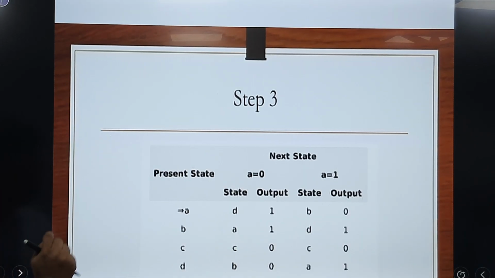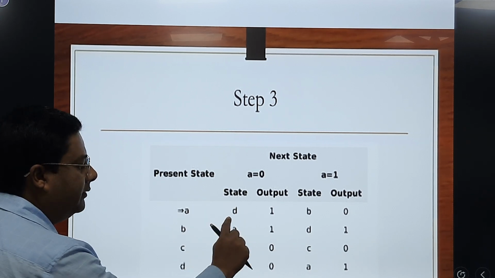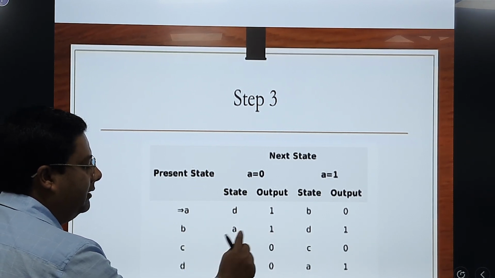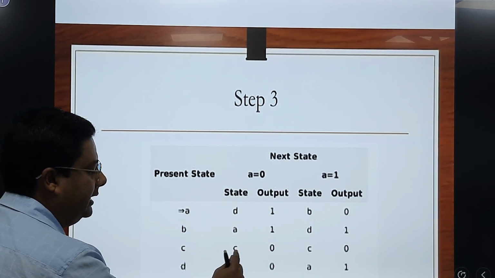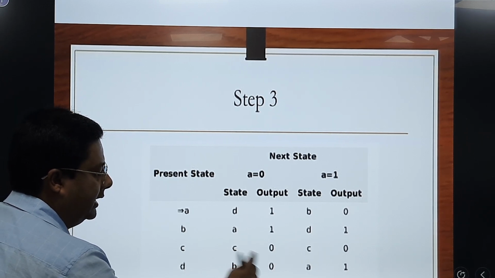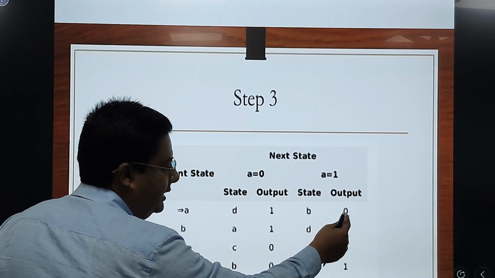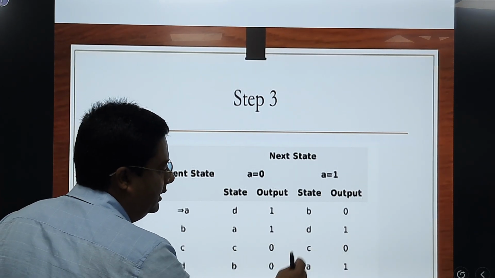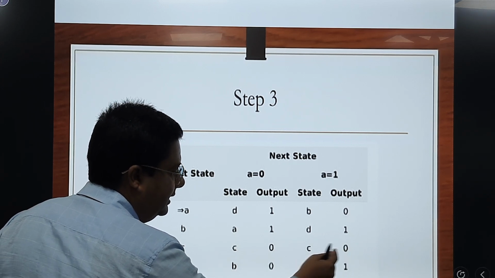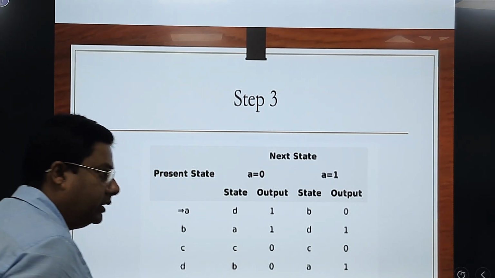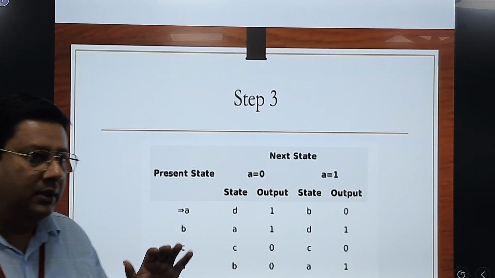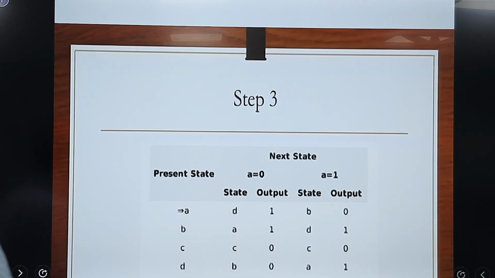So at this table, where we are getting D, we are writing 1. At A, we are writing 1. At C, we are writing 0. At B, we are writing 0. At D, 1. At C, 0. At A, 1. This is the total conversion of Mealy machine to Moore machine.